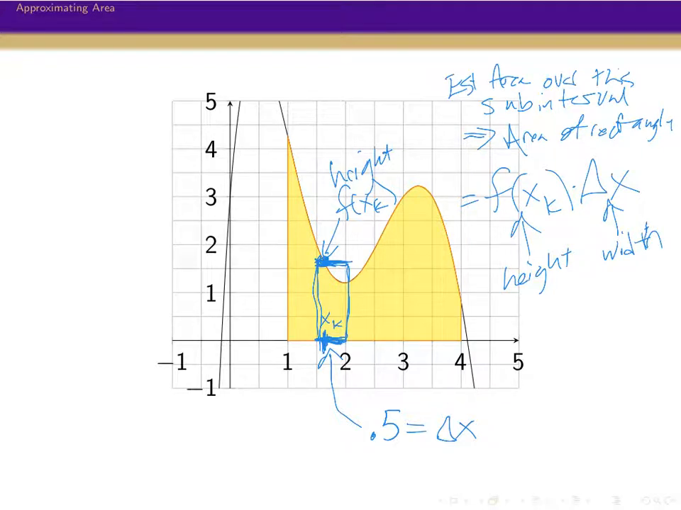And then we do that over each of these subintervals, and that's going to give us our total estimate of the area. So for this one, this looks like maybe 1.6. Our width here is 0.5, and so our overall estimate would be about 0.8. And we'd repeat doing this over all of them to get the estimate of the total area.